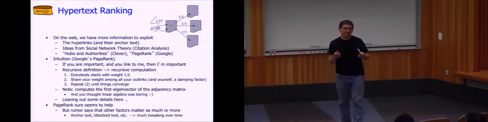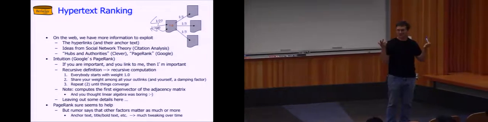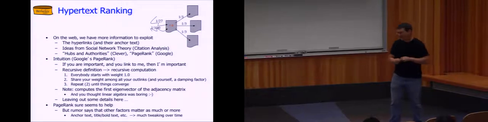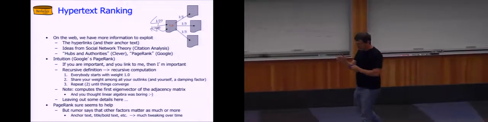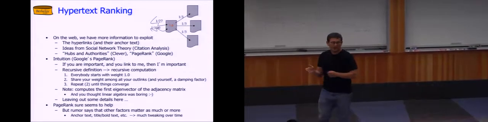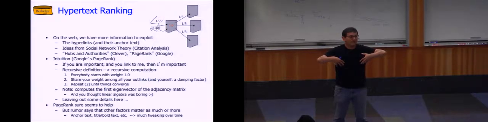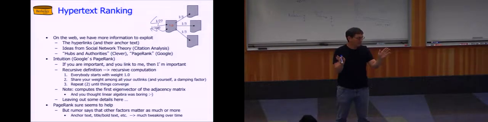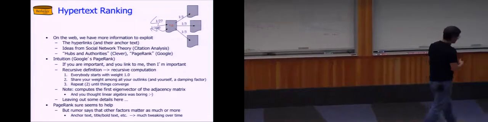If you're an important person or page, and you point to me, then I'm an important person. Okay? The IBM one was a little more sophisticated. It would try to differentiate between what was called a hub and what was called an authority. A hub was just somebody who had lots of links to authorities. An authority was someone who had lots of inbound links to them. So it was directional. PageRank is a little less directional, but that's fine. So let's just go with the PageRank one.